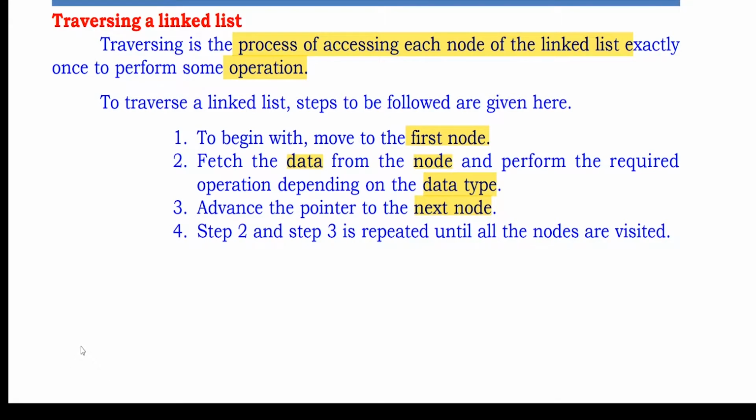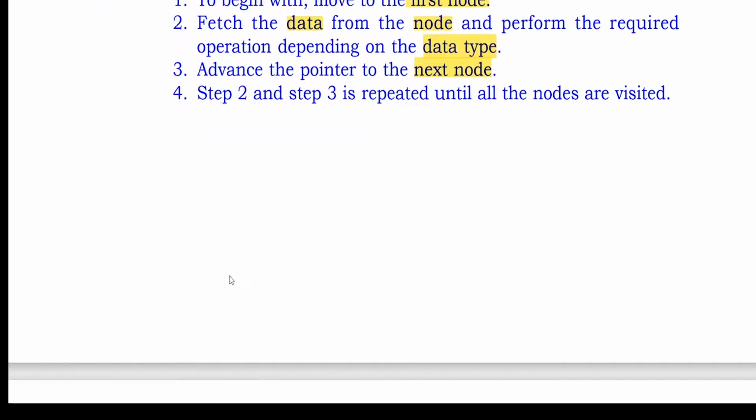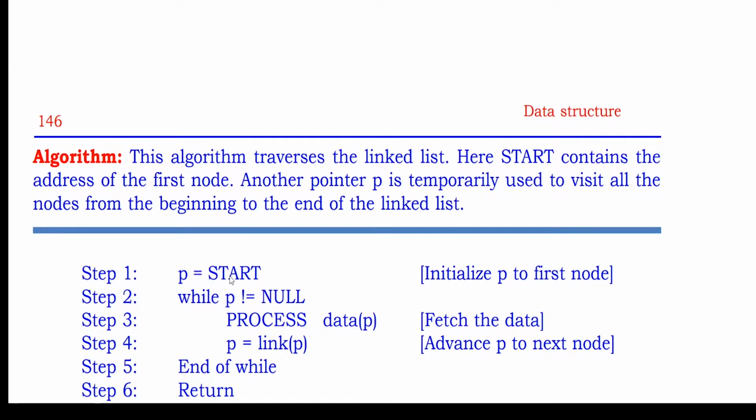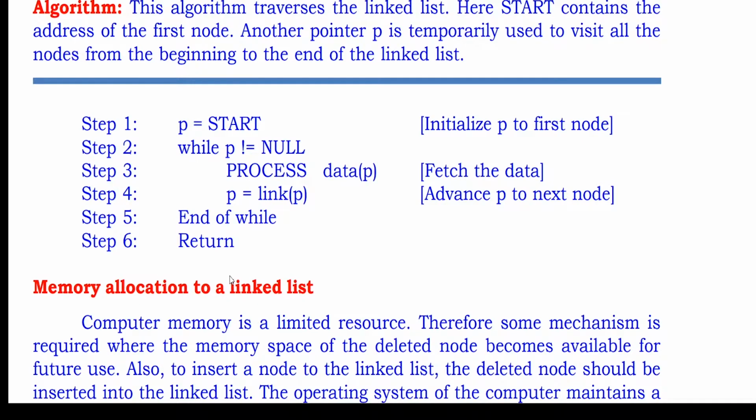So let's take an algorithm, then you will be able to understand. This is what we have to do. First we move to the first node, fetch the data from the first node and perform the required operation, then advance to the next node. Repeat these two processes, step 2 and step 3, until we visit all the nodes. When there are no nodes left, we stop. So let us take an algorithm now, as usual, to traverse through the linked list.